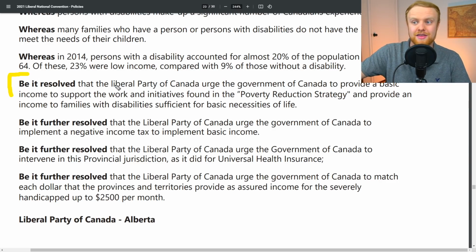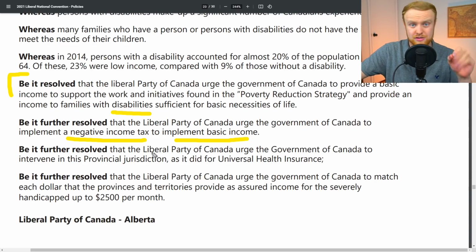They say, be it resolved that the Liberal Party of Canada urge the Government of Canada to provide a basic income to support the work and initiatives found in the poverty reduction strategy and provide an income to families with disabilities sufficient for basic necessities of life. They go on saying, be it further resolved that the Liberal Party of Canada urge the Government of Canada to implement a negative income tax to implement basic income. We'll explain that in a minute.